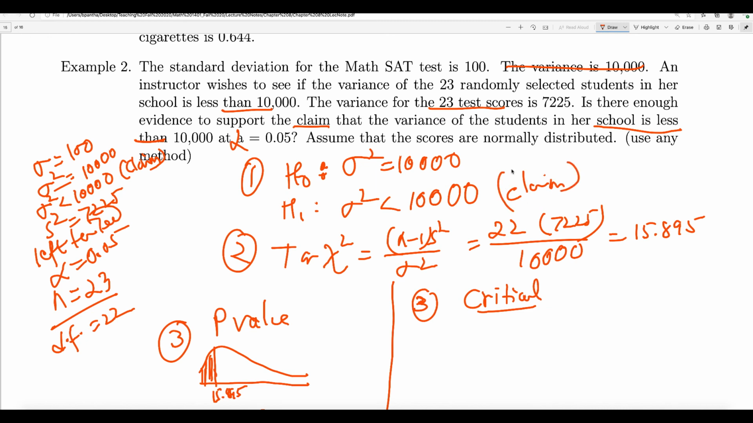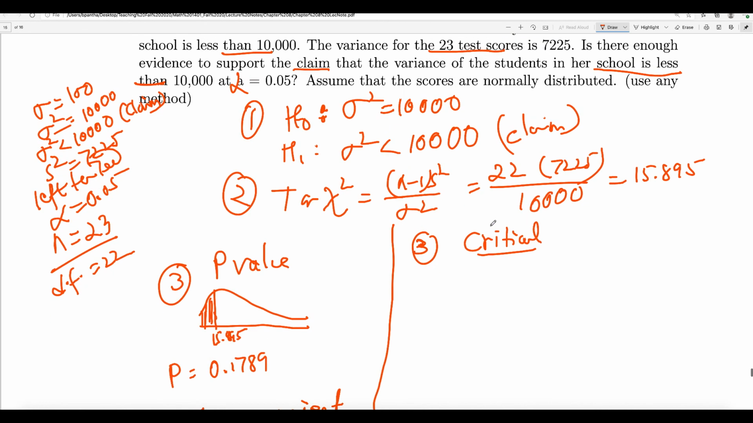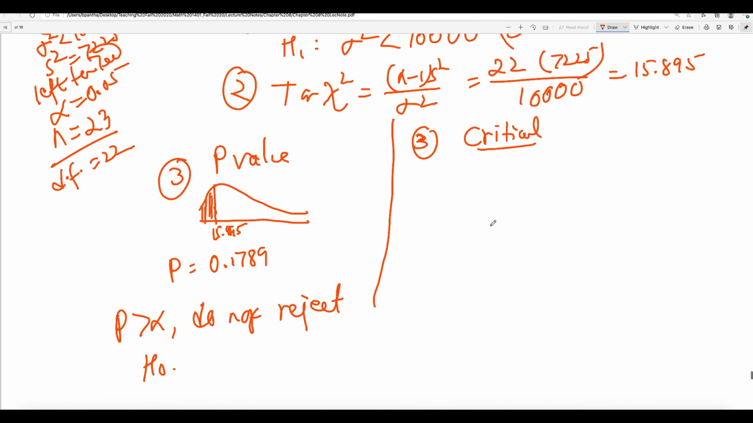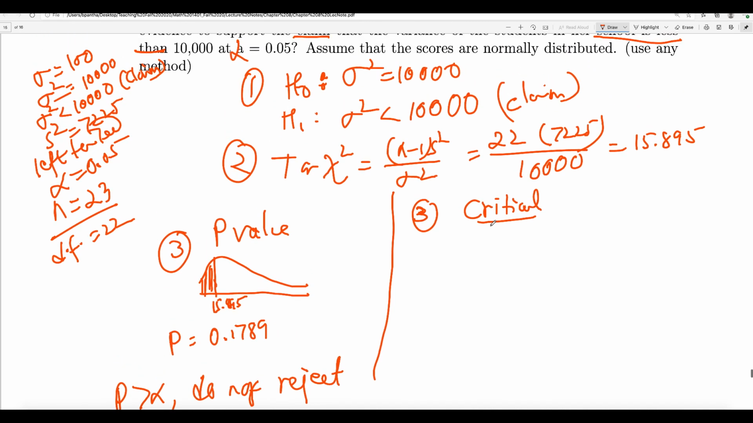So there is not enough evidence to support the claim, or you can say there is enough evidence to support that sigma square is 10,000. You can do it that way. Okay, that's how you write down the conclusion. Let us do the critical value method.